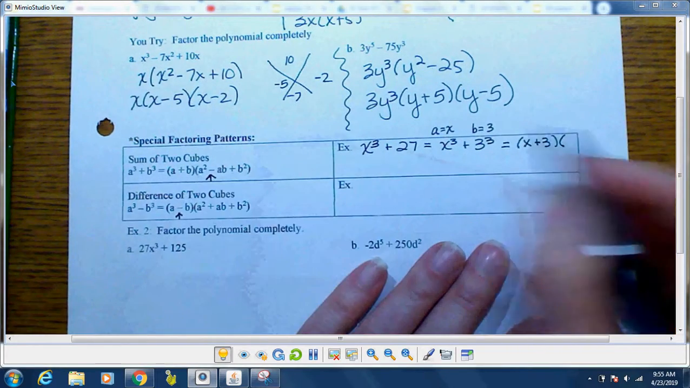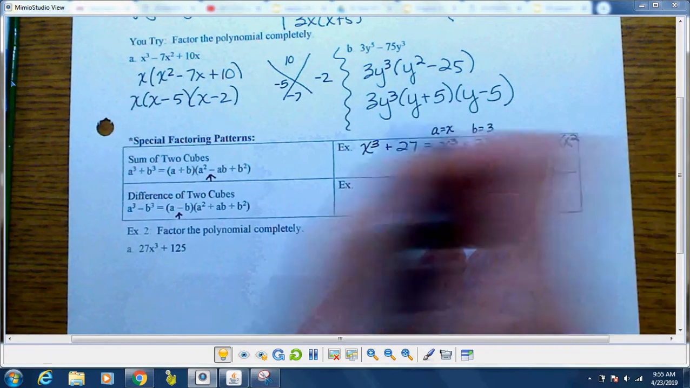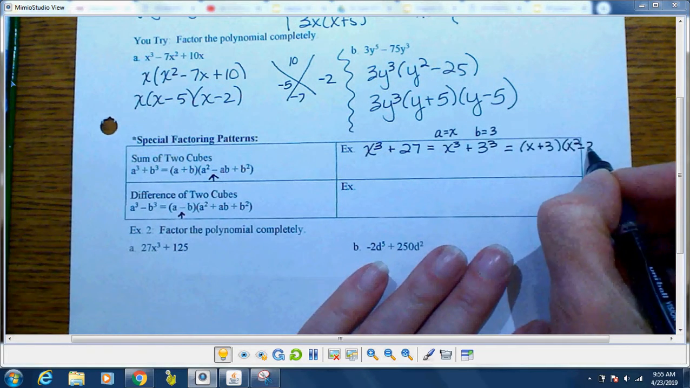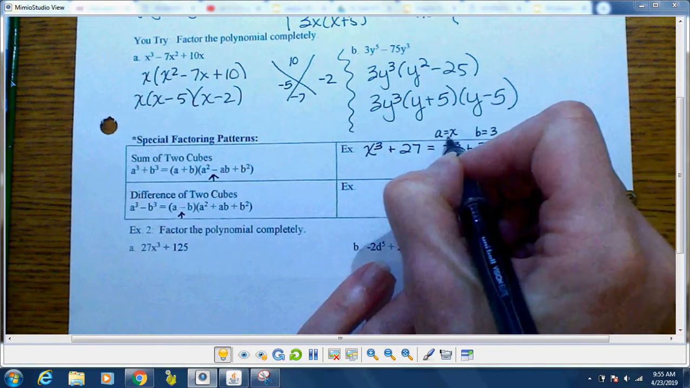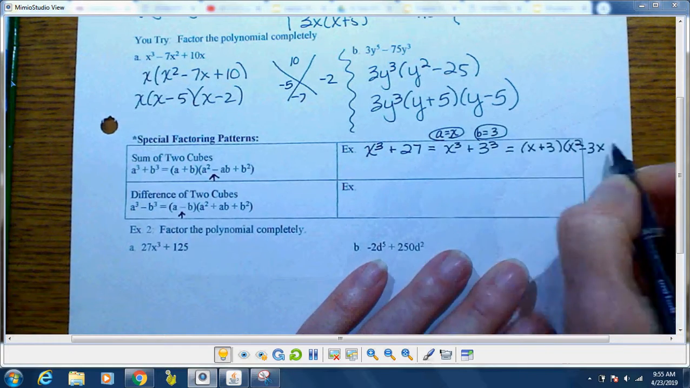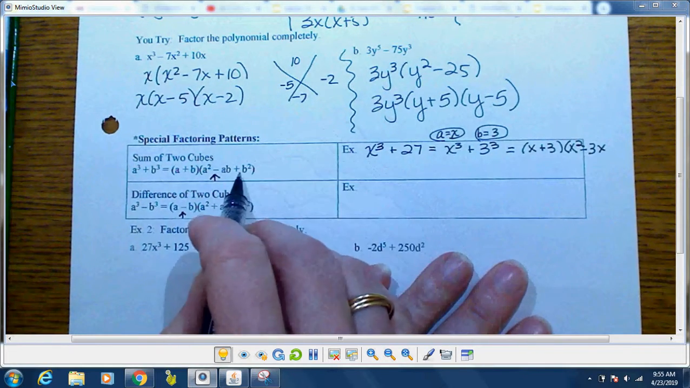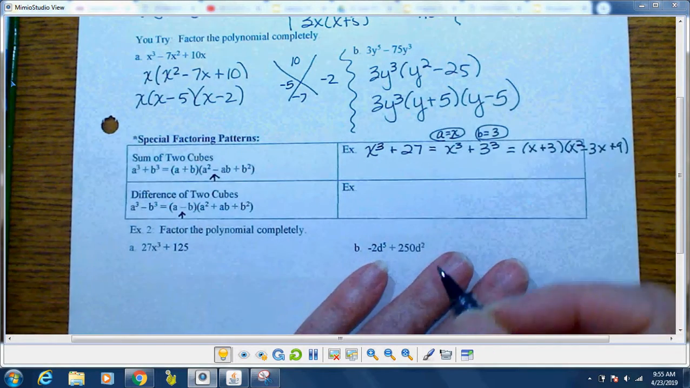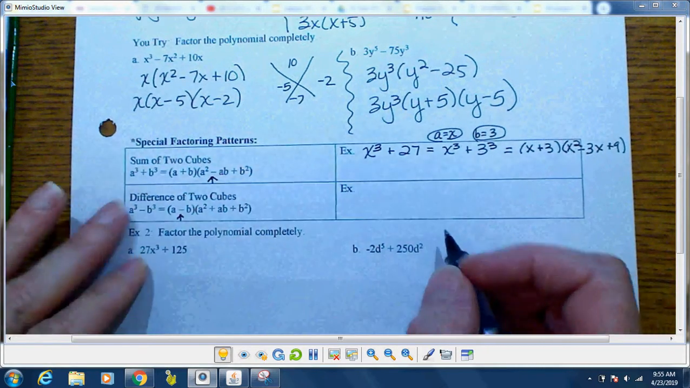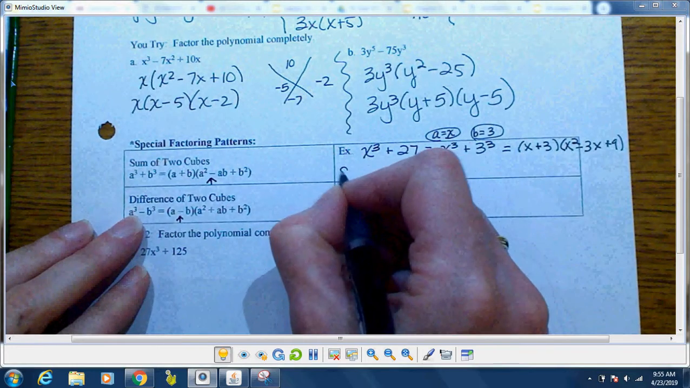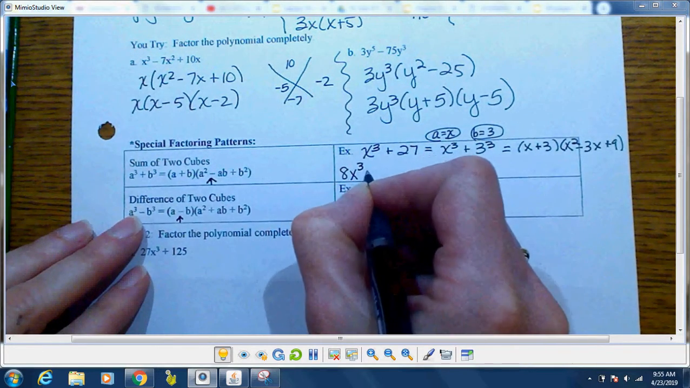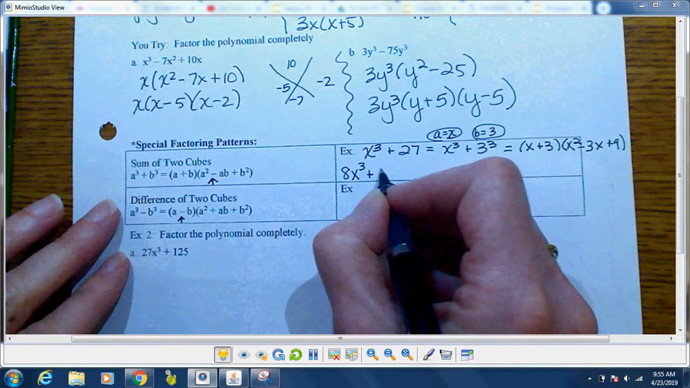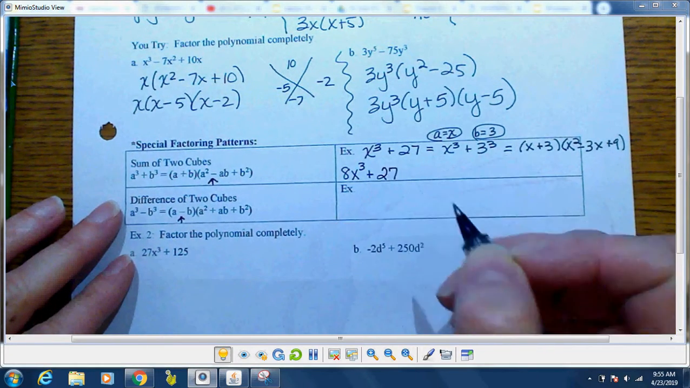My first number squared, x squared. Then I multiply the two of them and subtract, minus 3x. I'm going to circle that. And then I square my b value, plus 9. I'm all done. All right, here's one that's a little trickier. I have 8x cubed plus, let's go plus 27 again, just to keep it kind of easier.